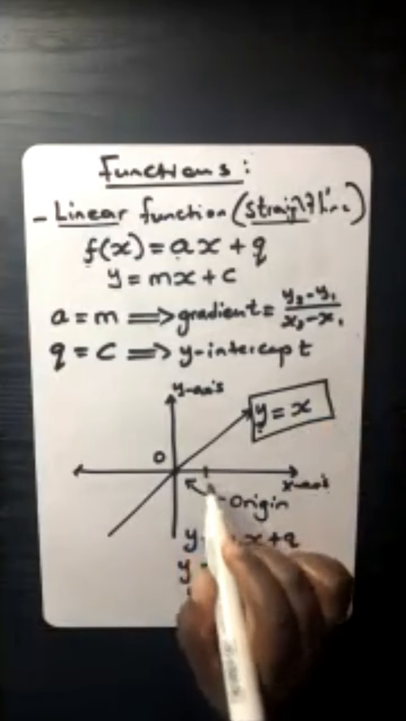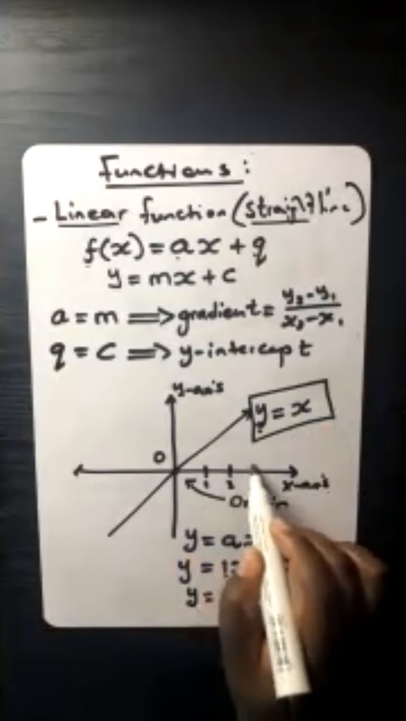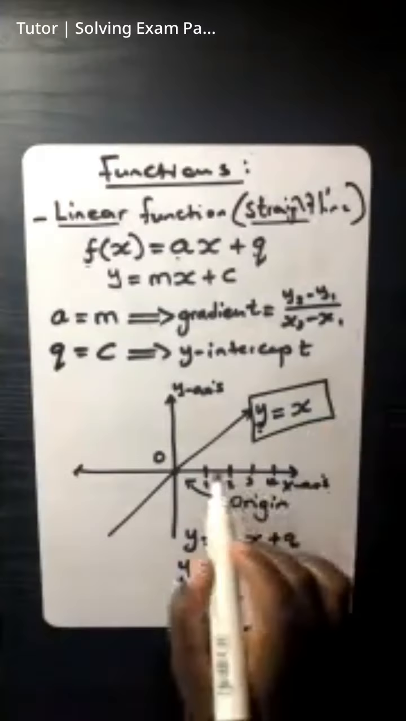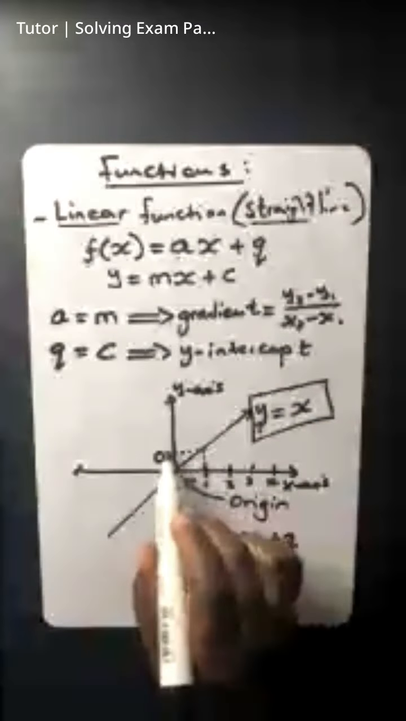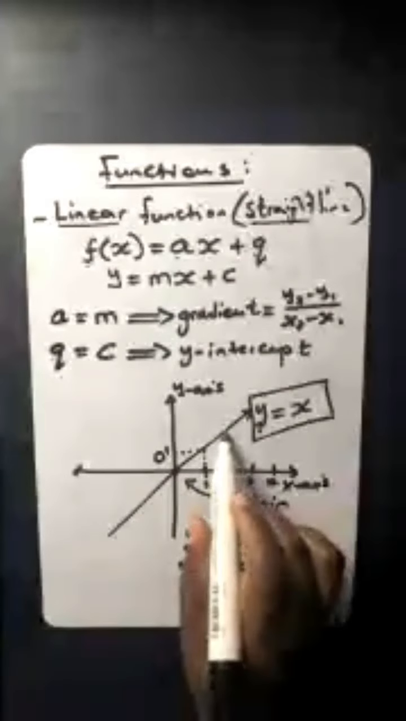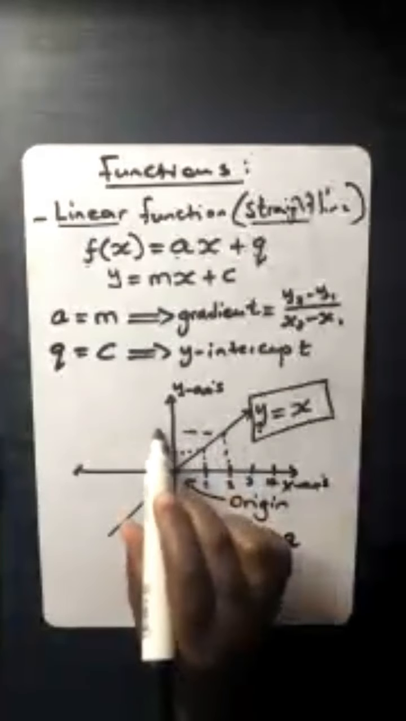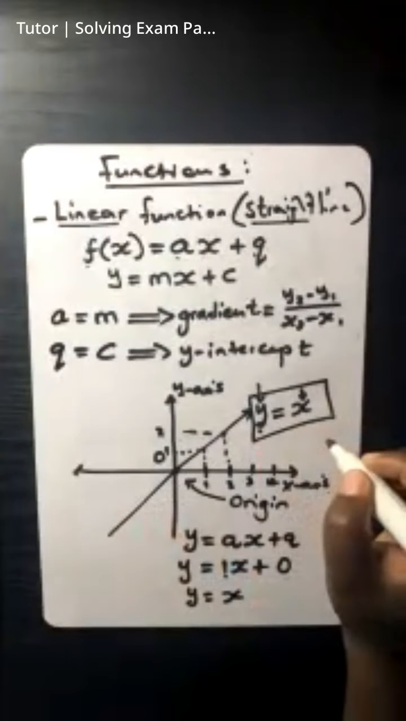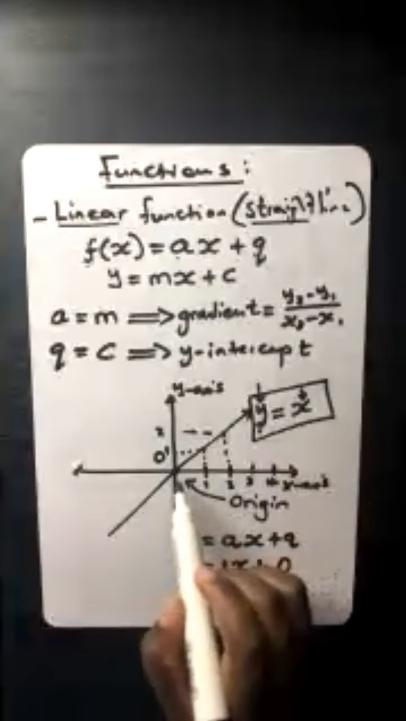So when your gradient is 1, it's more like where your x value, for example, is 1, where your x value is 2, where your x value is 3, where your x value is 4, the corresponding y value is going to be 1, the corresponding y value is going to be 2. So that means where x is whatever value, it will be the same as y.